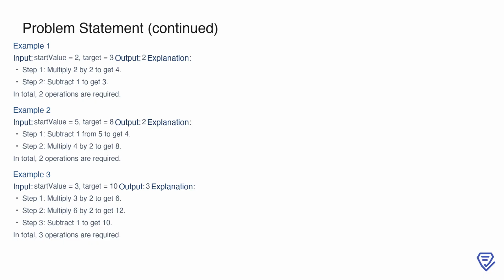In the third example, the start value is 3 and the target is 10. Here, you multiply 3 by 2 twice to get 6 and then 12, and then subtract 1 to reach 10. This path requires 3 operations in total. These examples illustrate the types of decisions you'll need to make to minimize the number of operations.